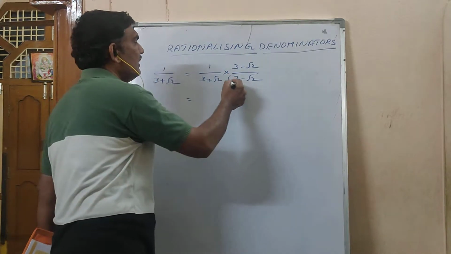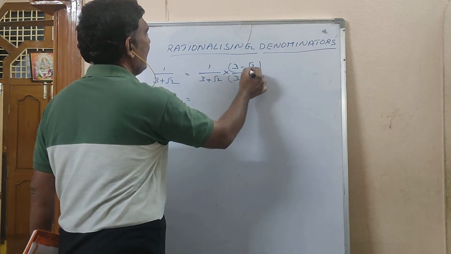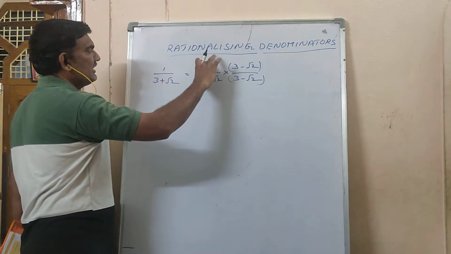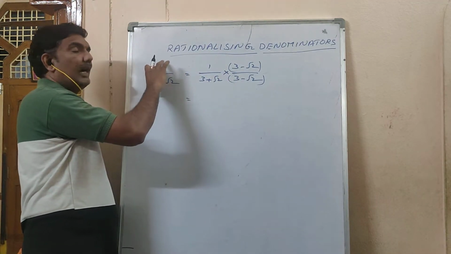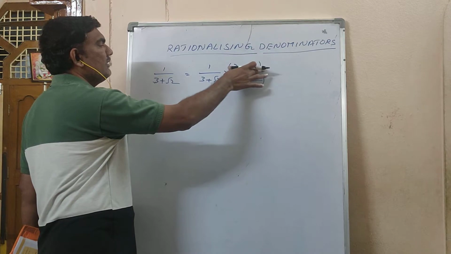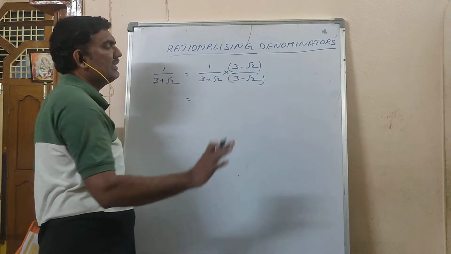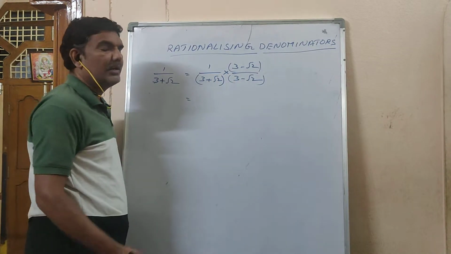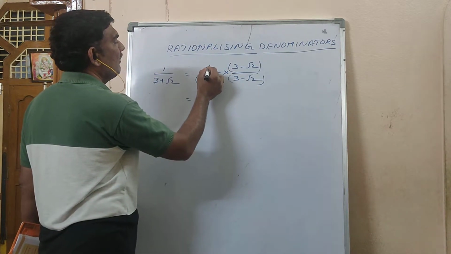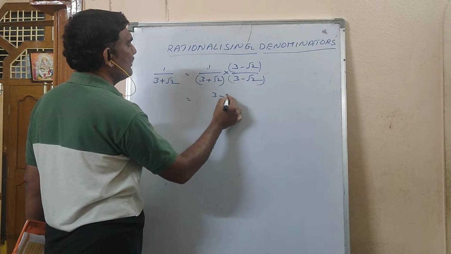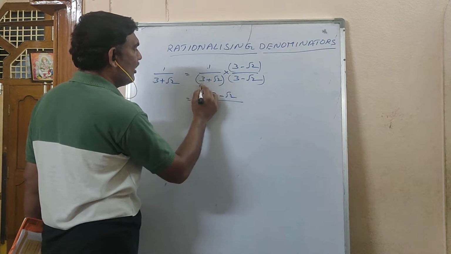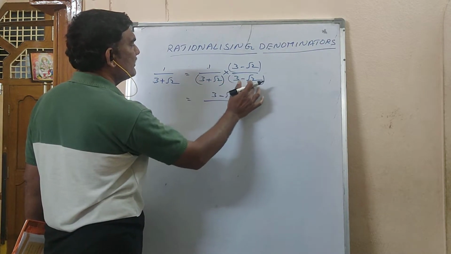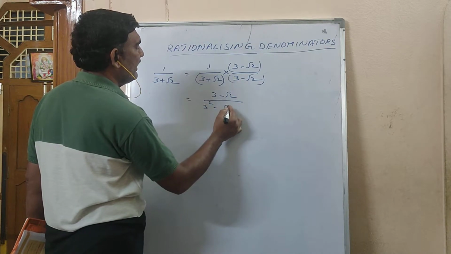What happens? This and this will be cancelled and this remains. It is only the question. I didn't change the question. I multiplied with some number and divided with the same number, so its value I didn't change. Now simplification. 1 into 3 minus root 2 becomes 3 minus root 2. Denominator: a plus b into a minus b is a square minus b square.